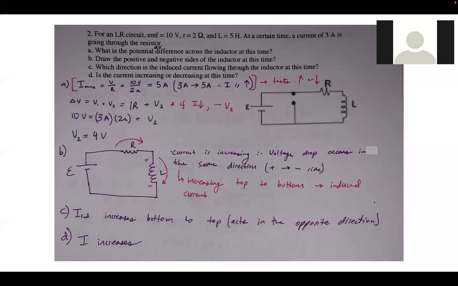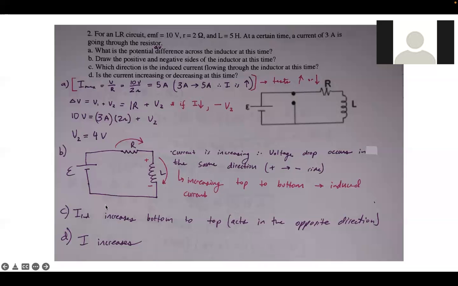Next, in part B, it wants us to draw the negative side of the inductor at this time. As the current is increasing, the voltage drop occurs in the same direction, from the plus to minus sign. So increasing top to bottom equals an induced current, right? Because the current is increasing, the voltage drop occurs in the same direction. So, plus to minus right here.